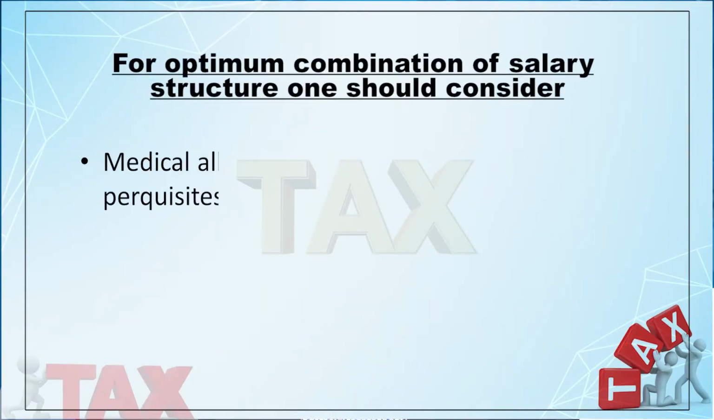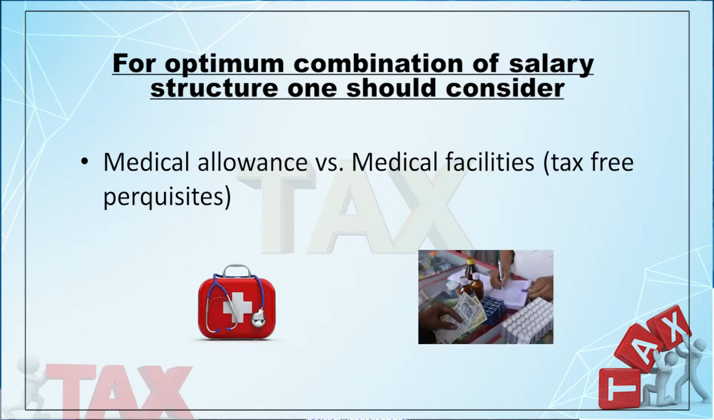So there should be a judicious mixture of such components, whether the allowances will be provided or the perquisites will be provided to the employees. The company has to decide so that the maximum benefit goes to the employee, so that they can get the maximum take home salary. So the optimum salary structure is to be decided considering certain items depending on the allowances and the perquisites. Here I have identified certain items for your easy understanding.